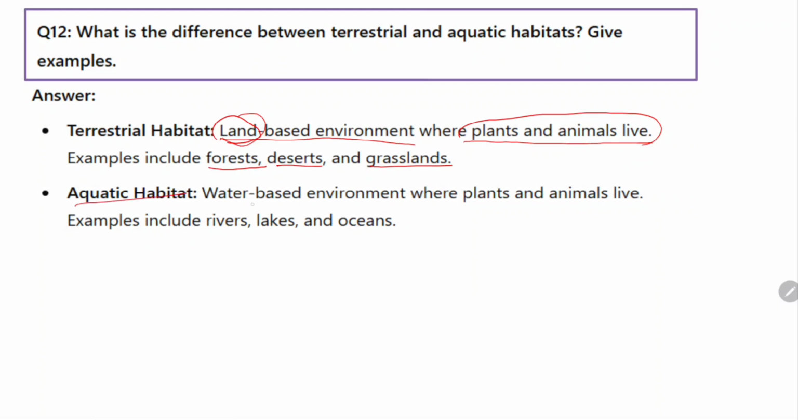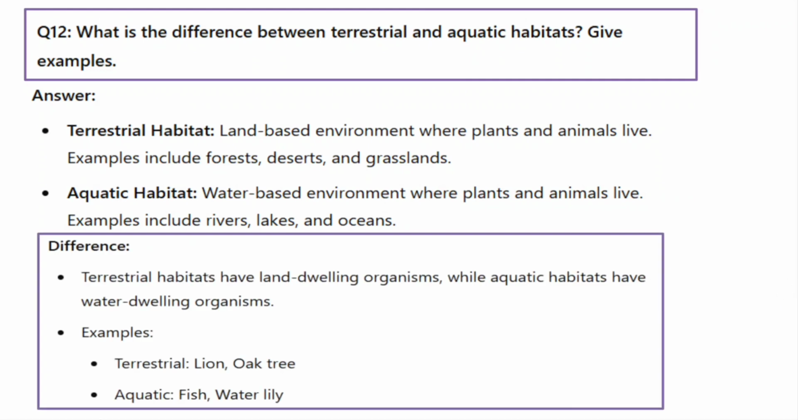And aquatic habitats means a water based environment where plants and animals live. Examples include your rivers, lakes and oceans. So these are the aquatic habitats where both plants and animals are living inside. Okay, so let us see the example now. Let us see the difference first. Okay, first the difference, and after that we'll see the example. So you can write in this way, you can take the screenshot. Okay, once again I'm telling you so that you can write afterwards in your notebook.